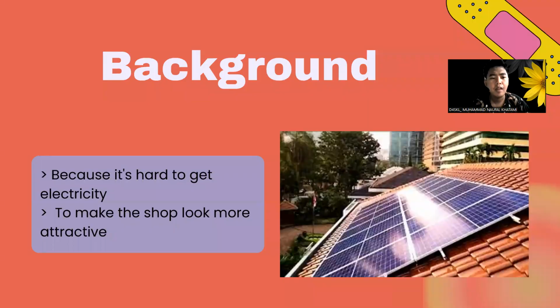Next, background. Point number 1, because it is hard to get electricity. The location cannot be reached by the generator. So the shop owner chose to install a solar power plant, where the location of the shop is very hot and suitable for installing a solar power plant.